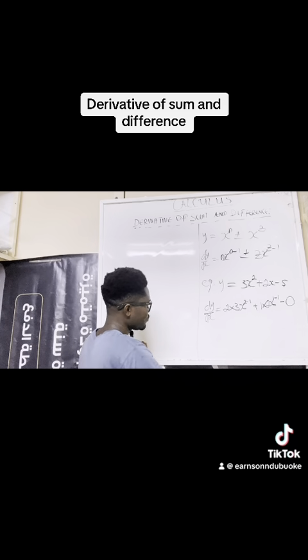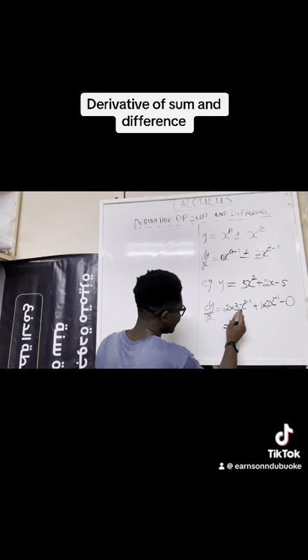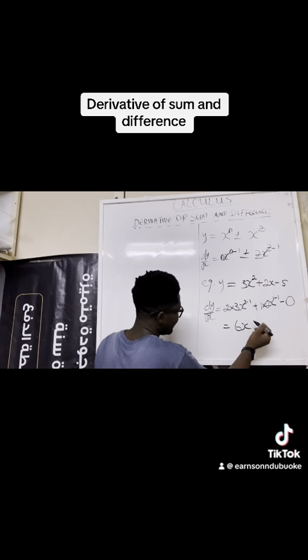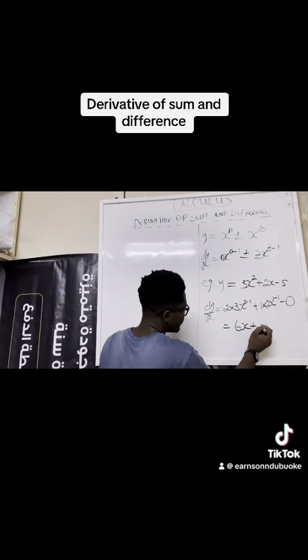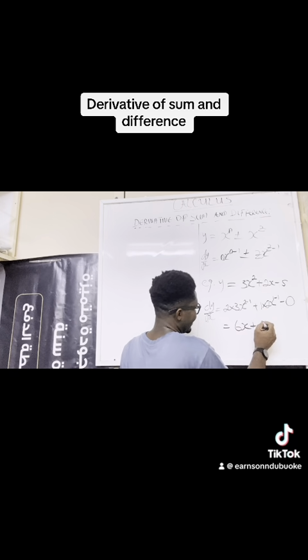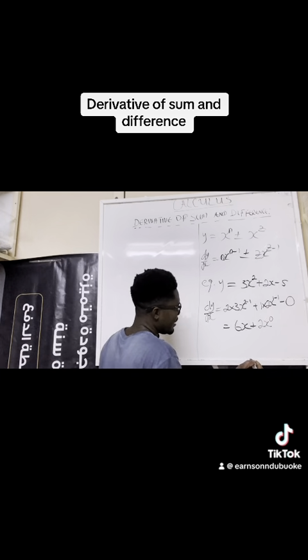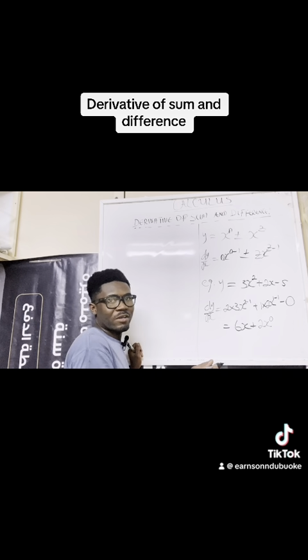So when you differentiate a constant, you get 0. Here, 2 times 3 will give us 6x. And 2 minus 1 will give us 1, so there is no way you can write x raised to the power of 1. So here now is 6x. Plus, 1 times 2 will give us 2, and here now will be 2x raised to the power of 1 minus 1, which is 0. And any number raised to the power of 0 is 1.